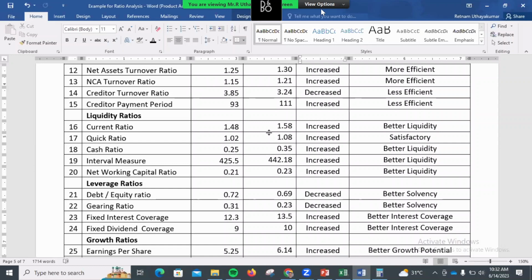If you have more quick assets, that can be interpreted as a very high level of liquidity, which has to be interpreted as unsatisfactory. When liquidity keeps improving beyond a certain limit, it will have a negative impact on the firm. Profitability will be affected by that. So liquidity should not be unnecessarily enhanced. It should be at a moderate level.